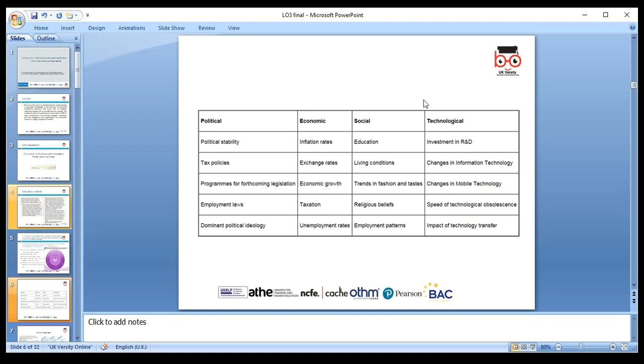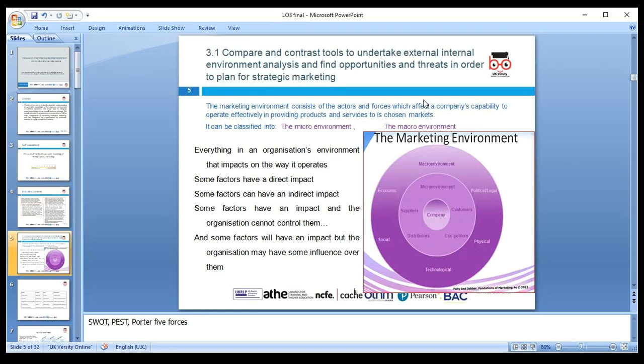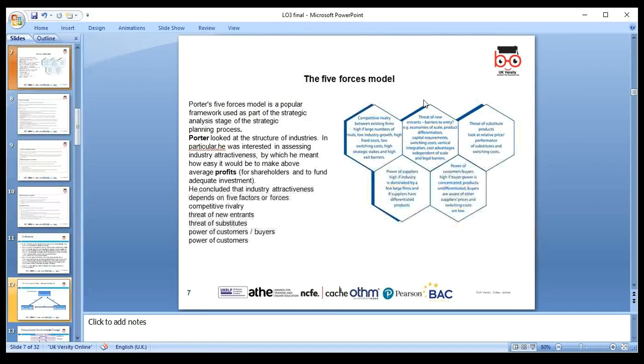So in Google, if you type PEST analysis Kaplan, there are plenty of examples, guys. You can embed them in your assignment when you do your assignment. Okay, that's PEST.